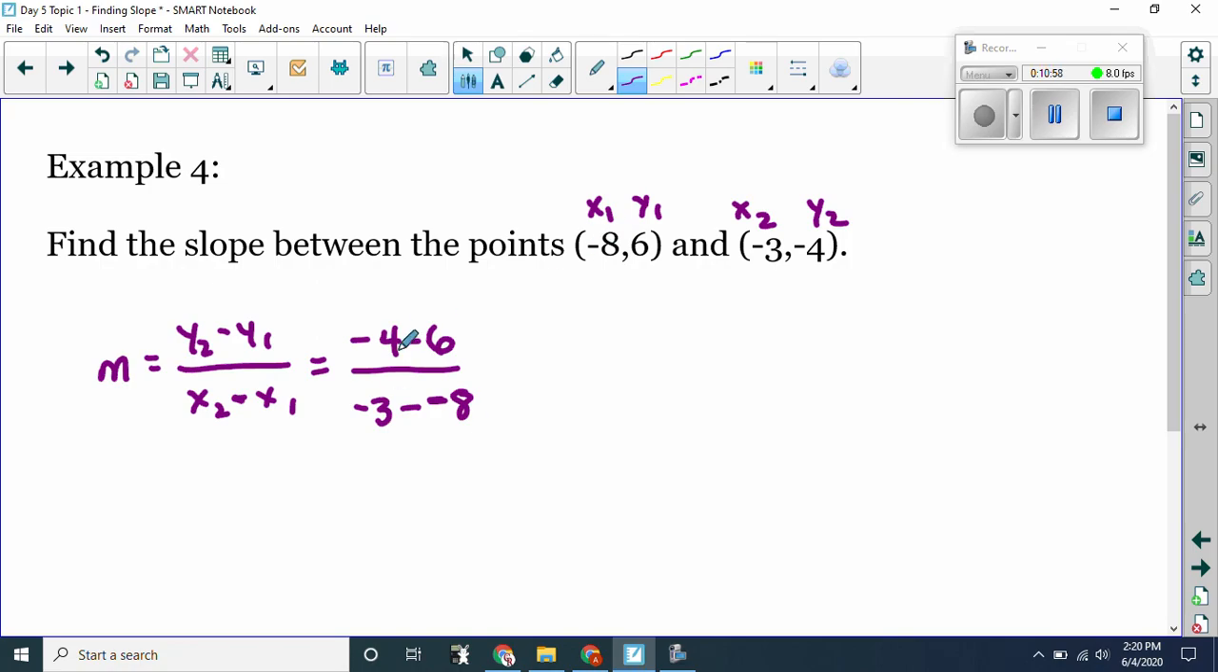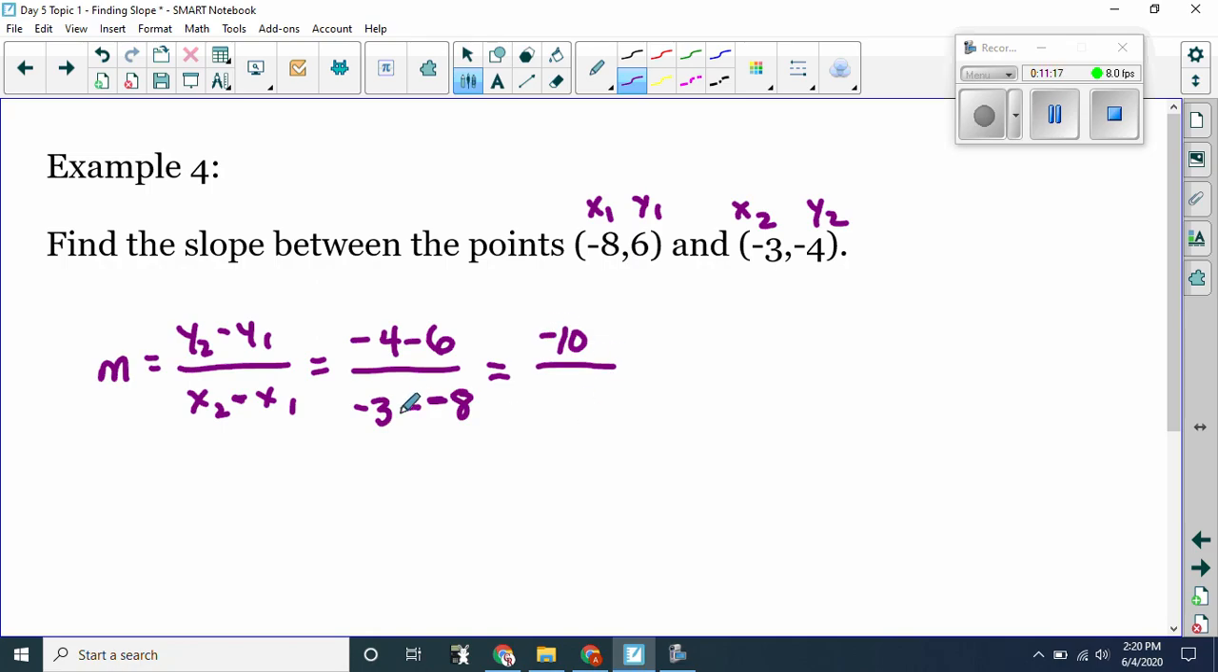And now we need to combine these. And this is why day 1, adding and subtracting integers was so important. Negative 4 minus 6. They're both negative, so I want to add 4 plus 6 is 10, and then make my answer negative.